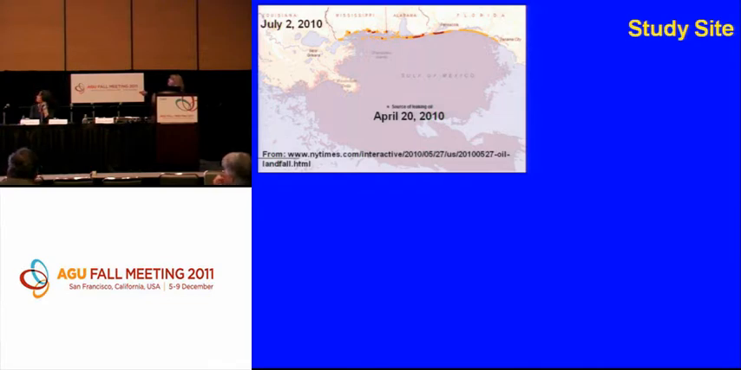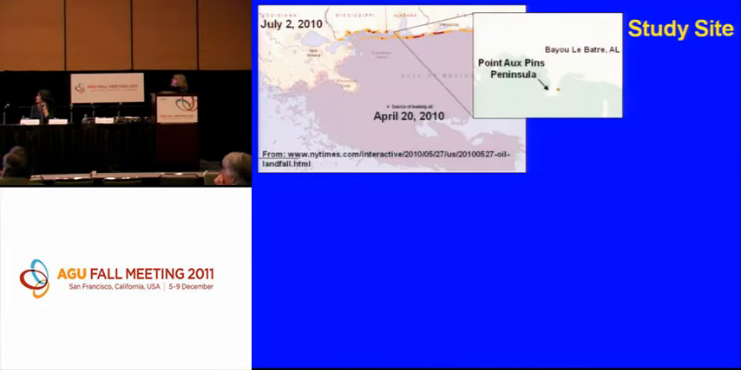Okay. The blowout occurred on April 20th, 2010, and as this map developed by the New York Times shows, the oil inundated the Alabama coastal system, and here it's shown in gray, on or before July 2nd. Now our study site is about 15 miles to the west of Mobile Bay. It's along the Point of Pines Peninsula, and this is just south of Bayou La Batterie.